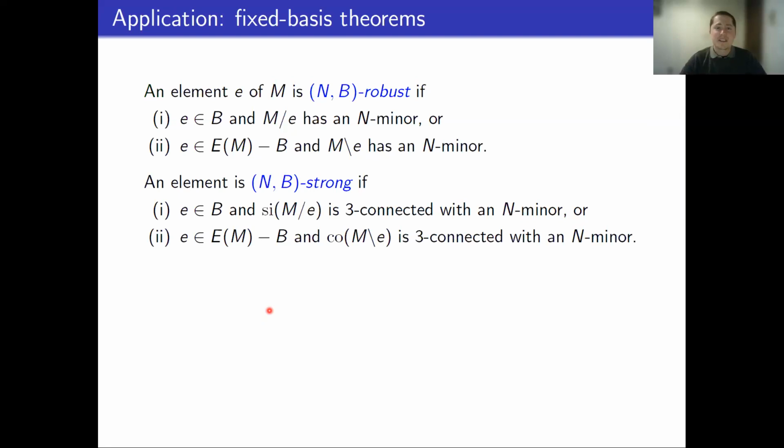You've got the terms. Element E is NB robust if you're in the basis and your contraction has an N minor, or if you're outside the basis and your deletion has the N minor, and your NB strong. You guys got a good amount of terms today. If E is in the basis and the simplification of the contraction is 3 connected with an N minor, or if E is outside the basis and the co-simplification of the deletion is 3 connected with an N minor. A lot of terms, basically removable while keeping the N minor.